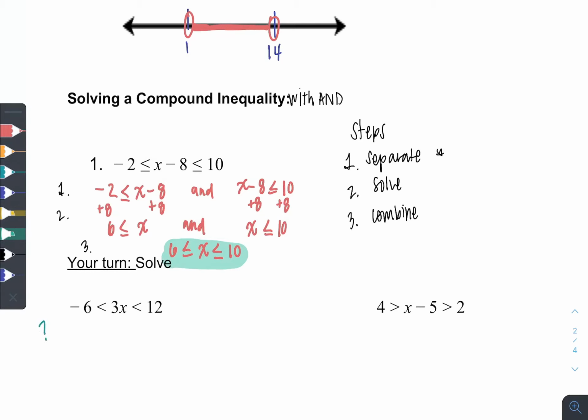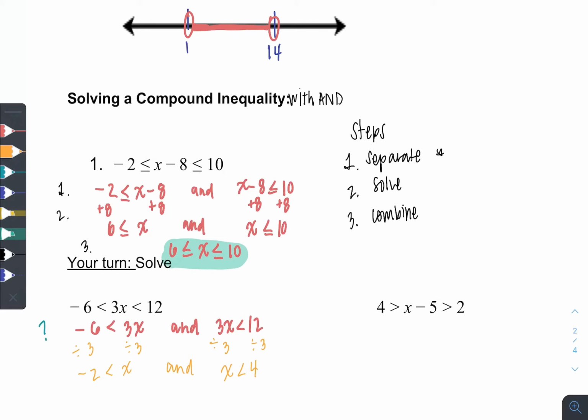So step 1, we want to separate. So we get negative 6 is less than 3x, and 3x is less than 12. To solve, we divide both sides by 3. And we get negative 2 is less than x. And on this side, divided by 3, x is less than 4.